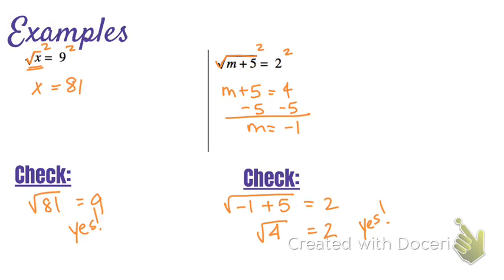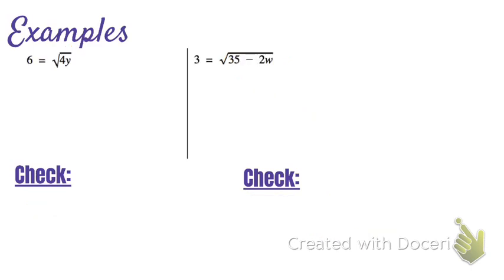Let's do one more. The one here on the right. Again, the square root is all by itself. So all I have to do is square it to get rid of that. So I get 9 equals 35 minus 2w. All that does again is get rid of the square root symbol. Whatever's under the square root symbol stays the same.